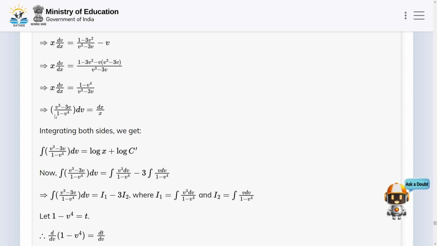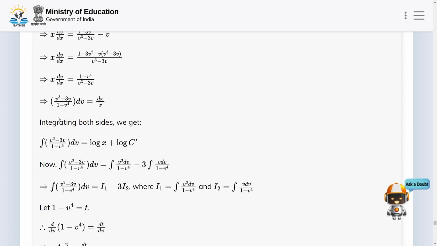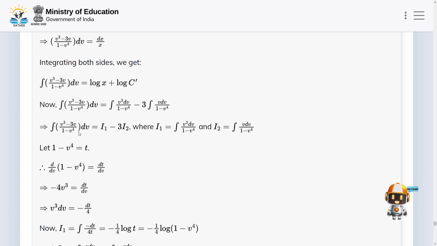And this left hand side you have to apply a different approach. What approach? Let me show you. Take v cube divided by 1 minus v power 4 as I1 and v divided by 1 minus v power 4 as I2. So this whole integration can be rewritten as I1 minus 3 I2.